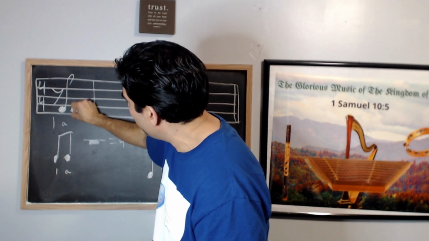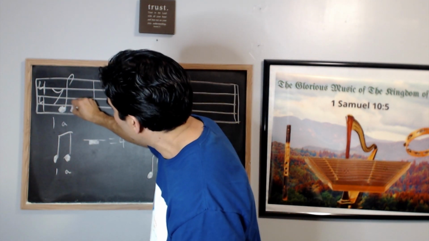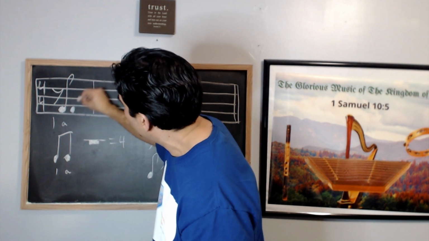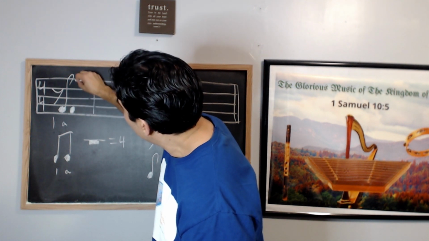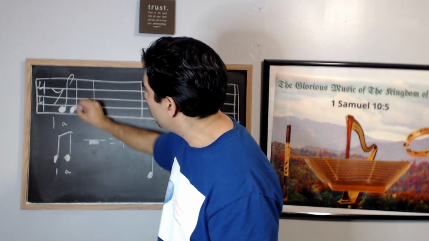Let's add a quarter note. Remember what our meter says? The bottom number 4 tells us that the quarter note is equal to 1 full beat, right? So we have our quarter note. Add the stem, okay, and that's beat number 2. So 1 and 2.